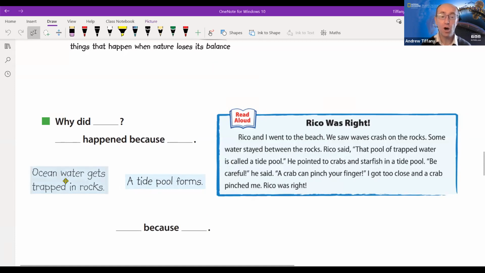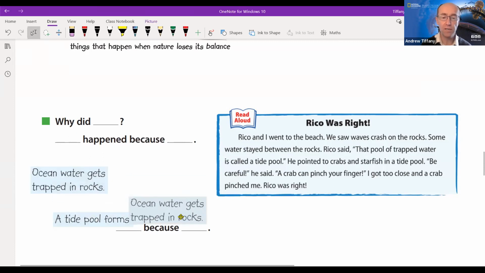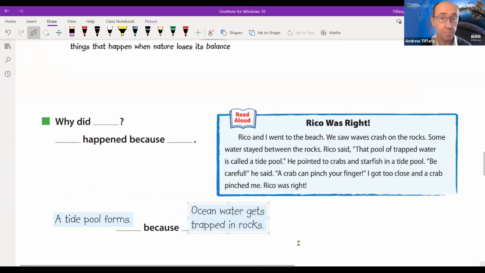So we got it because ocean water gets trapped in rocks. Which one goes first? Which one starts first? Is number one ocean water gets trapped in rocks, or is number one a tide pool forms? So the ocean is number one and this is number two. That's the sequence. But if I want to say why something happened, then I would say a tide pool forms because ocean water gets trapped in rocks.